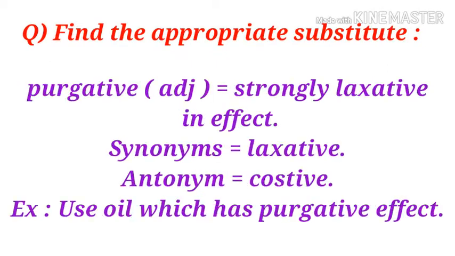And the last option is purgative. Purgative is an adjective word which means strongly laxative in effect, and its synonyms are laxative and its antonym is causative. Example is use oil, which is purgative effect. So this is the meaning of the word purgative. That means strongly laxative means what? You have some kind of substance which helps you in removing things from your body, removing wastes from your body. So this is known as purgative, and its example I have given you, use oil, which is purgative effect. Okay, so this is the last option of question number 5.